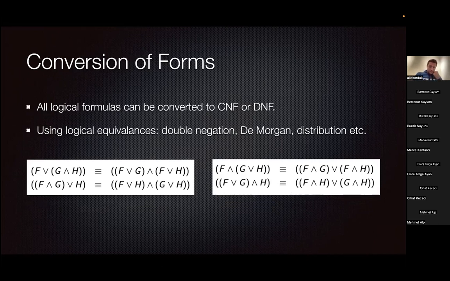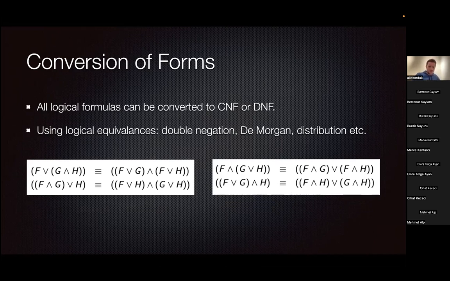So the good thing is that they can be converted to each other with logical equivalences, such as double negation, De Morgan, distribution, or all the others. I mean, we know these mathematical properties as well, equivalences that we can use. I will quickly go over one of them.